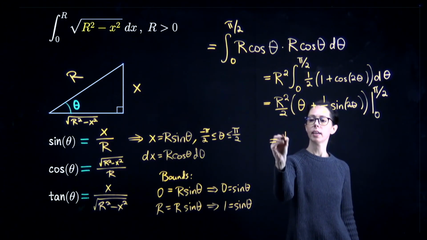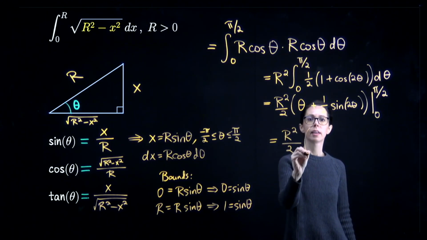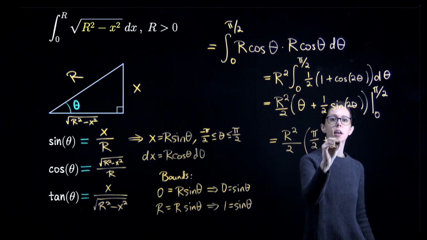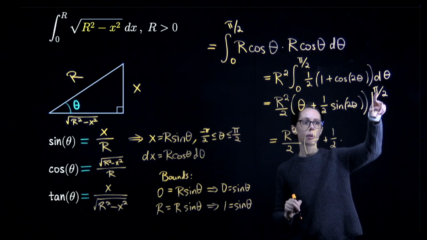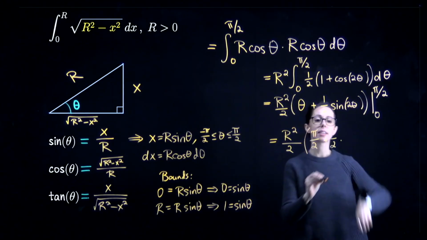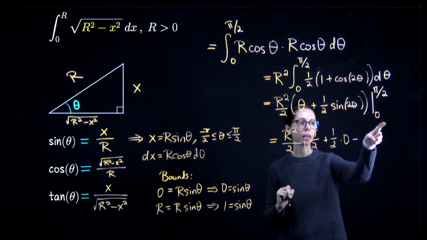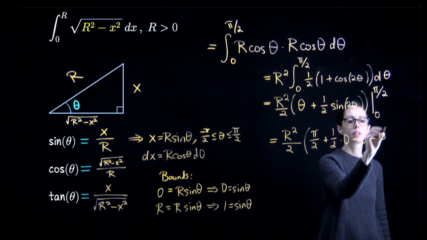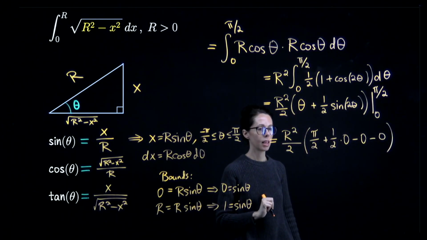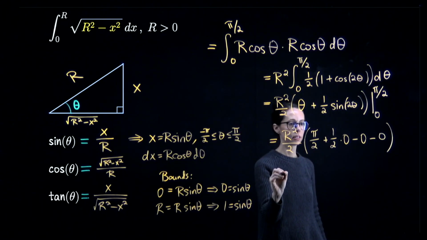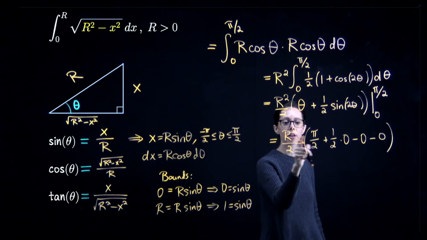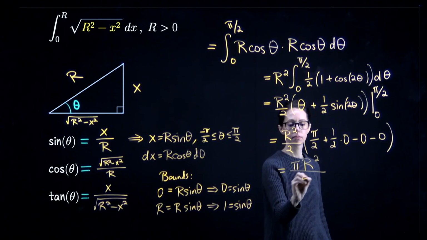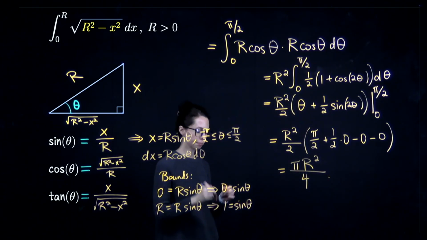Okay. So we'll have a leading coefficient of r squared over 2, and then I'm going to say theta over 2 plus 1/2 of sine of twice pi over 2. But that is sine of pi, and that is 0. Then plug in 0 for theta, and you get 0. 0 for theta here, you get sine of 0, which is 0. So everything else is 0 in there. That leaves us with pi r squared over 4.